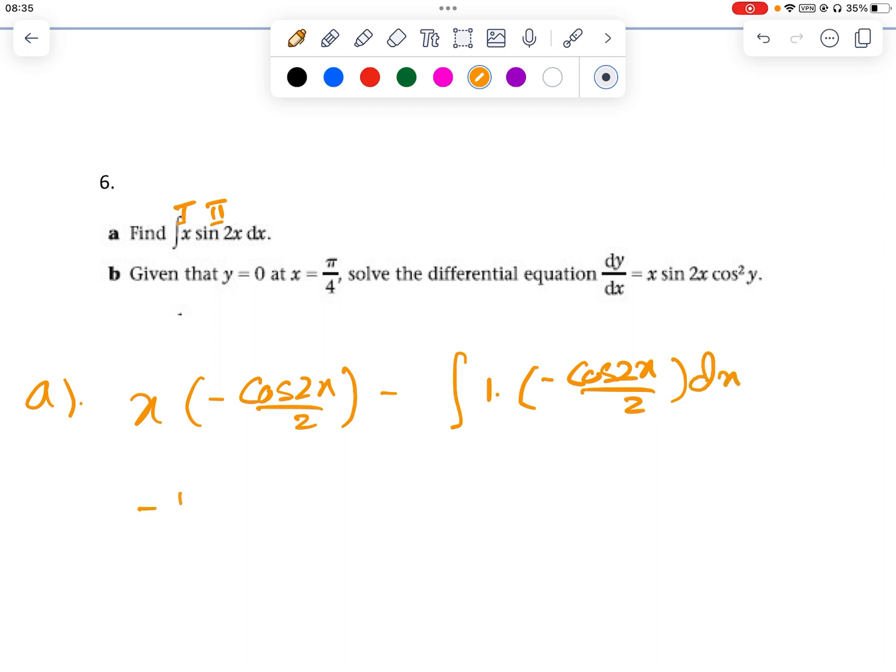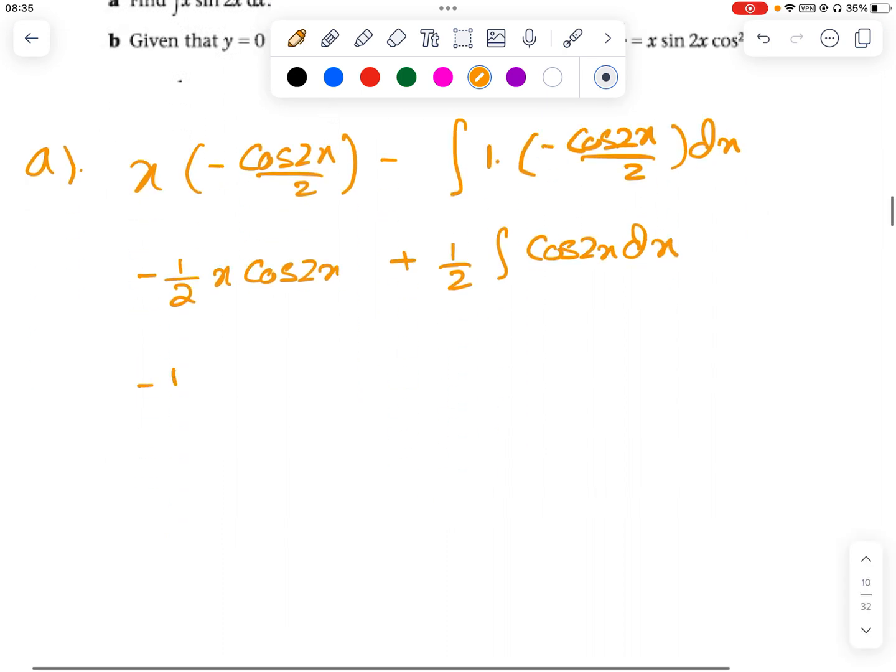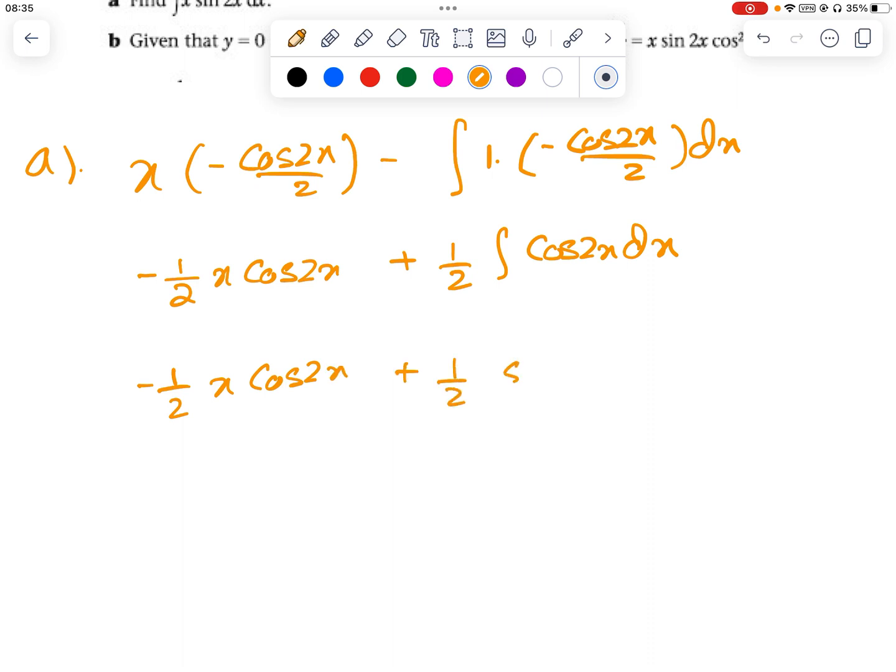dx. So it becomes negative 1 upon 2 x cos 2x, minus times minus is plus, 1 by 2 integral of cos 2x dx. So negative 1 upon 2 x cos 2x plus 1 upon 2 times the integral of cos 2x, which is nothing but sine 2x upon 2, plus c. So what do I get? Negative 1 upon 2 x cos 2x plus 1 upon 4 sine 2x plus c.